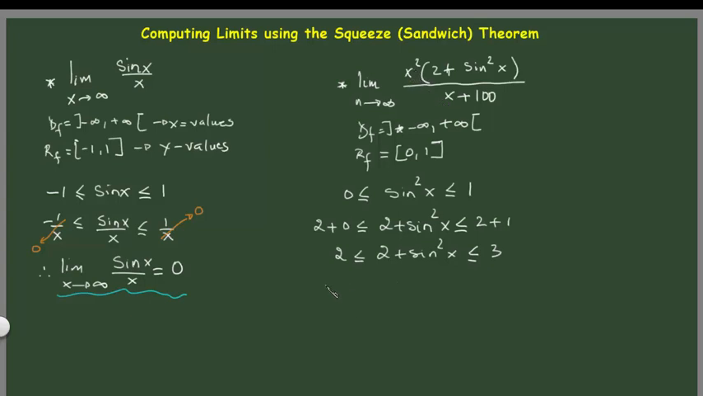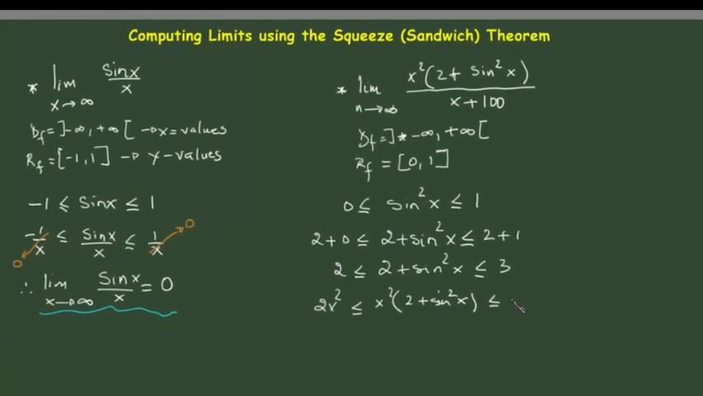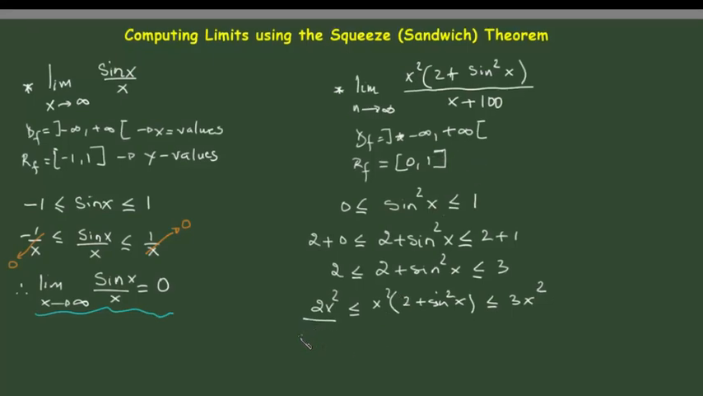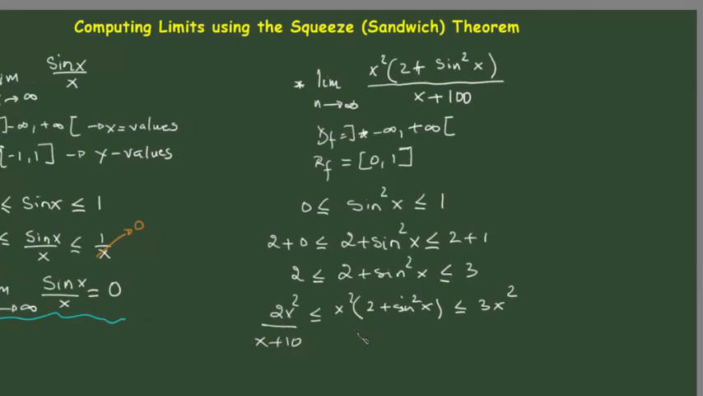So on this side we're going to have 2x to the power 2 less than or equal to x to the power 2 times 2 plus sine squared of x, and less than or equal to 3x to the power of 2. And we're going to divide by x plus 100 now. So we have divided by x plus 100, and the same thing here divided by x plus 100, and the same thing here divided by x plus 100.